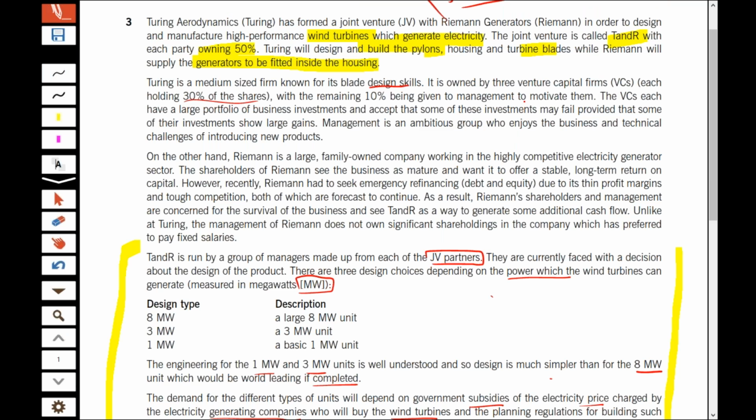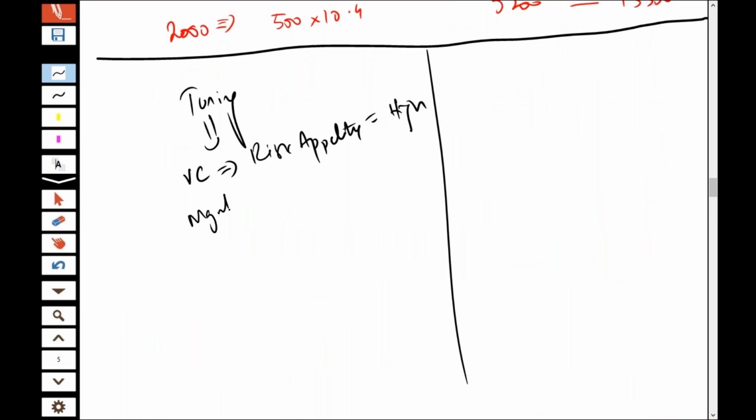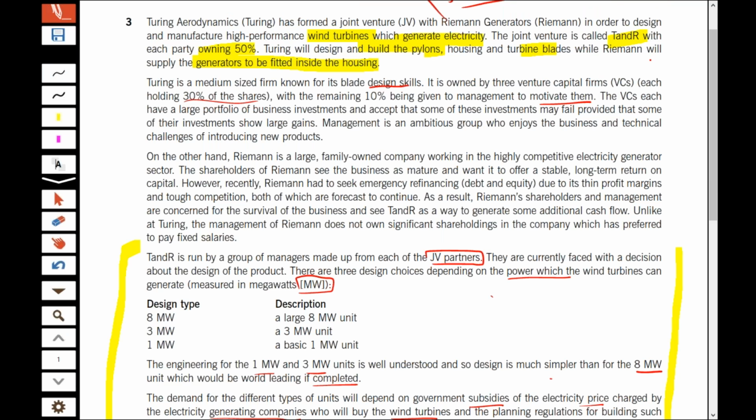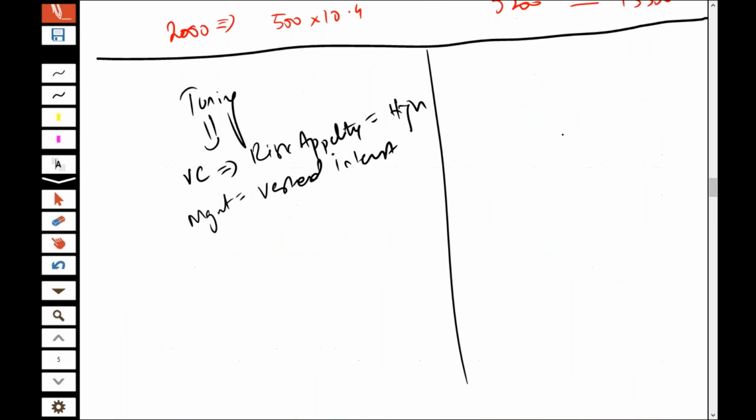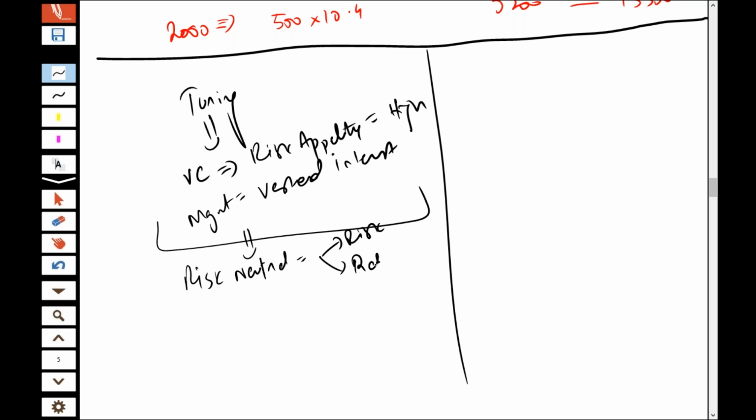The risk appetite of the Turing venture capital is high, with the remaining 10% being given to management to motivate them. Management has a vested interest in the shareholding. The VCs each have a large portfolio of business investment and accept that some of the investments may fail, provided that some of their investments show large gains. So generally the risk appetite is high, but in this specific scenario, they seem to be risk neutral. They're willing to take the risk at a place, but at the same time, they're eyeing the returns also.